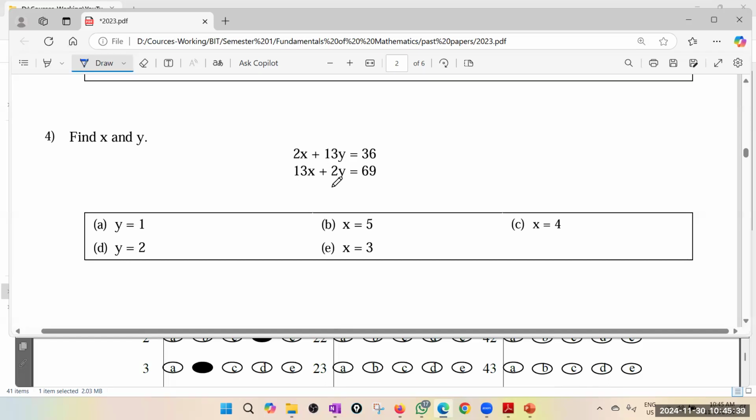Anyway, let's do it. I will use the elimination method. I'll call this 1, this second. I'll multiply this by 2 and multiply this by 13. There's no other option. Okay. Then only y to y get cancelled. 1 multiplied by 2 minus 2 multiplied by 13. Then this will cancel out, 26 and 26. 2 into 2 is 4x minus 13 into 13. I think that is 169.